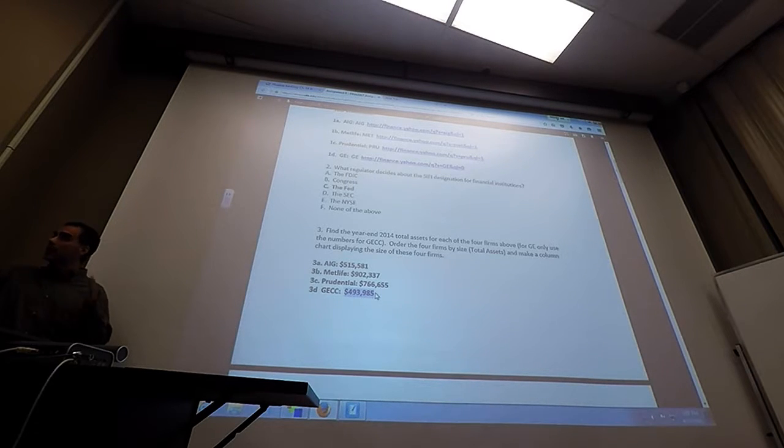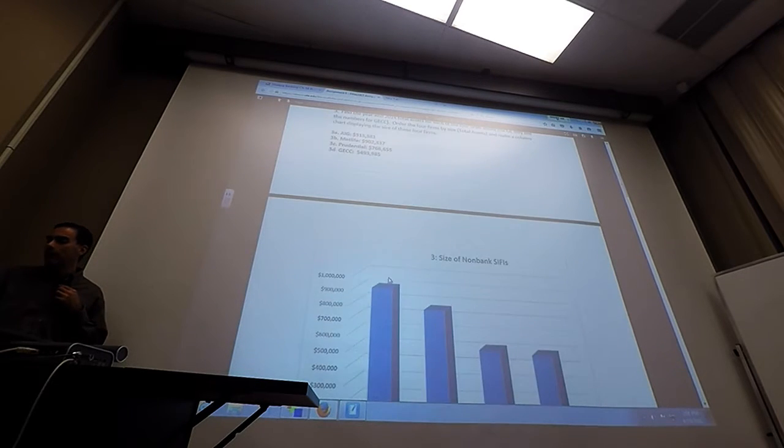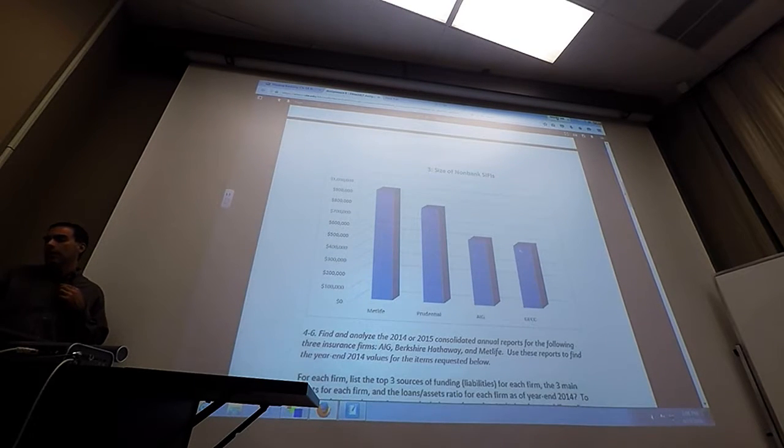And then if you just go to the next page, it splits out the financial part separately. And the financial part has assets of about $493 billion. So you lost a couple points if you took the entire firm, but you still got most of the partial credit for it. So that's how big they are. And if you graph them, it's something like that. So GE and AIG, they're smaller.